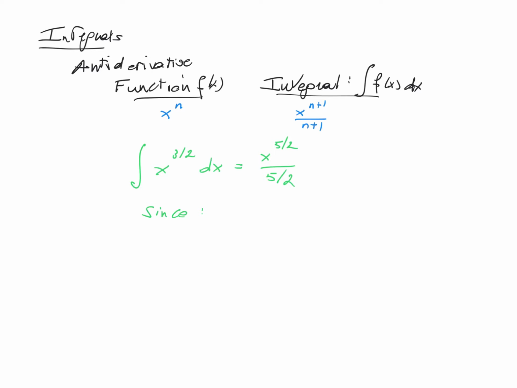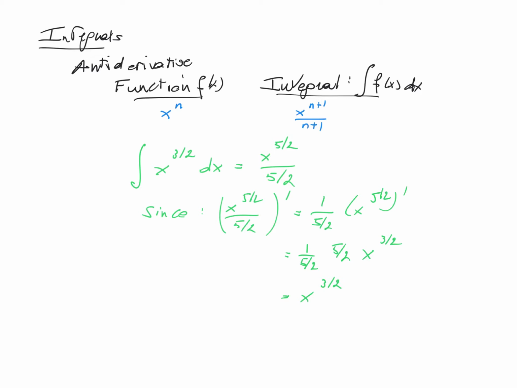Why does this hold? Well, just take a look at the derivative of the right-hand side. So let's say we have x to the power 5 over 2 divided by 5 over 2, and we take the derivative of this function. From the calculation rules for derivatives, we know that we can take the constant out. So this is 1 divided by 5 over 2 times the derivative of x to the power 5 over 2. And then this derivative is just 5 divided by 2 times x to the power 5 over 2 minus 1, so it's 3 over 2. So we see that if we work this out, this is x to the power 3 over 2.